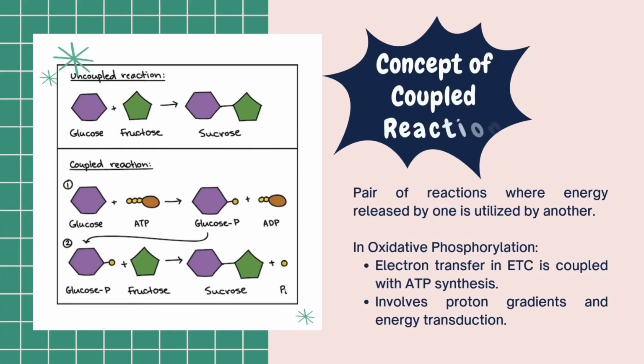Concept of coupled reactions: a pair of reactions where energy released by one is utilized by another. In oxidative phosphorylation, electron transfer in the ETC is coupled with ATP synthesis, and involves proton gradients and energy transduction. A coupled reaction is a pair of reactions. One is exergonic, which releases energy, and one is endergonic, which absorbs energy, linked together so that the energy released by the exergonic reaction drives the endergonic reaction.